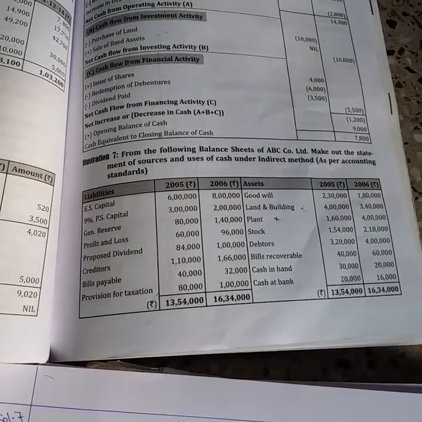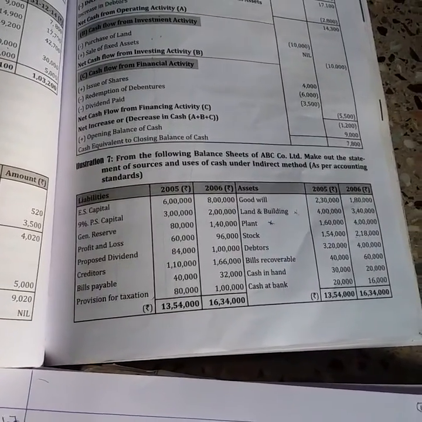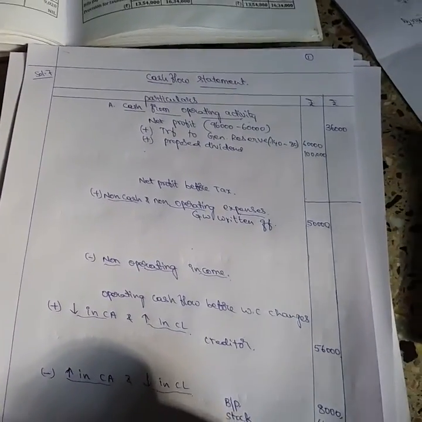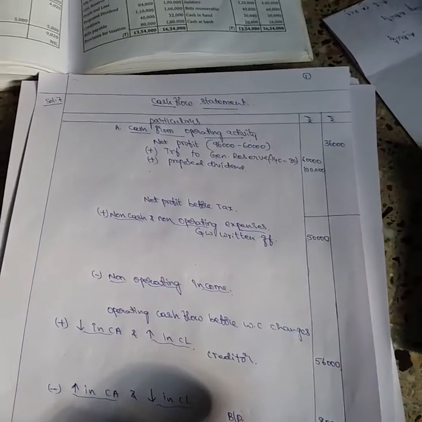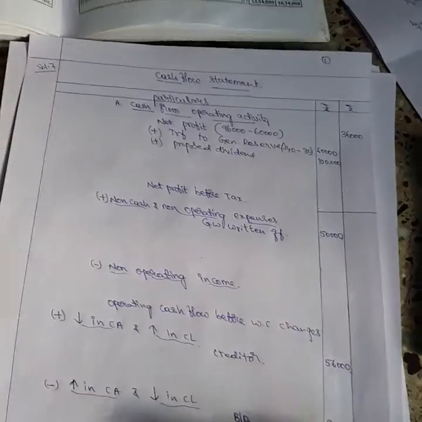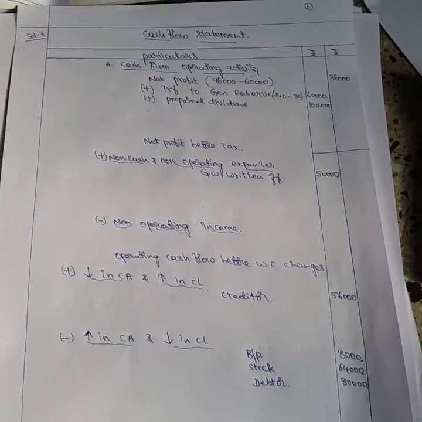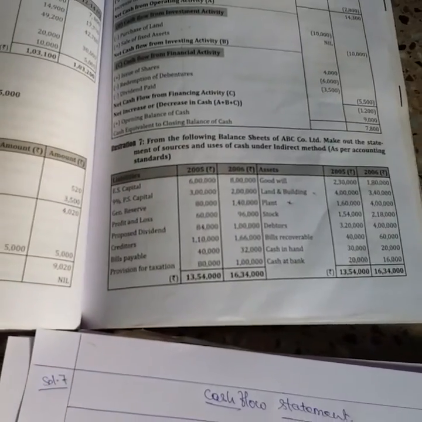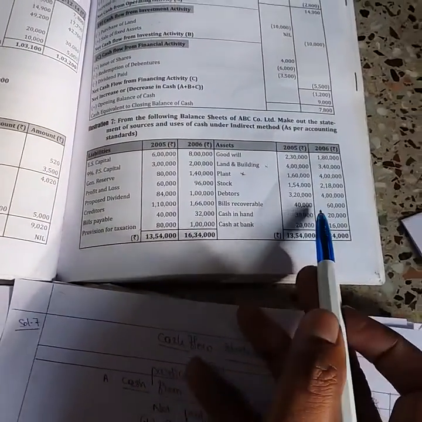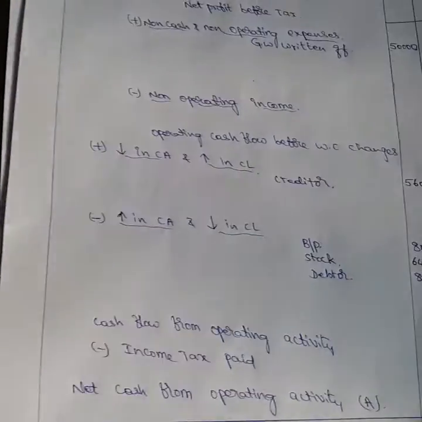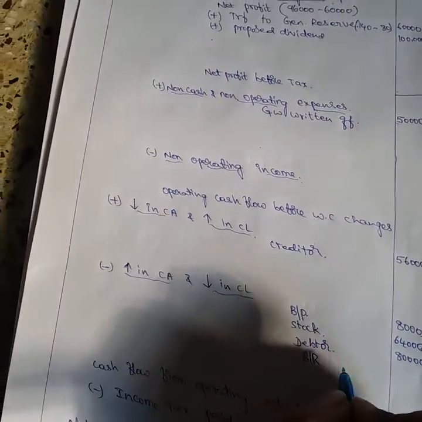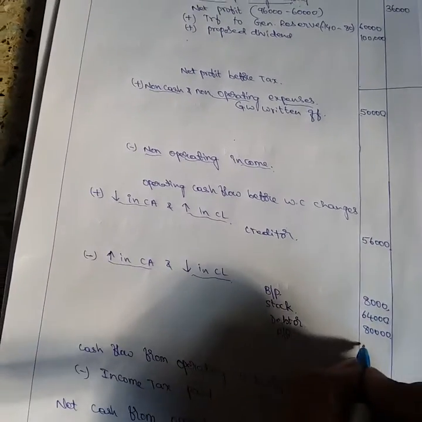Next, debtors also increased. 3,20,000 has become 4 lakh. Increase in debtors to the extent of 80,000. Next, bills receivable increased to the extent of 20,000. Bills receivable, BR, increased to the extent of 20,000.